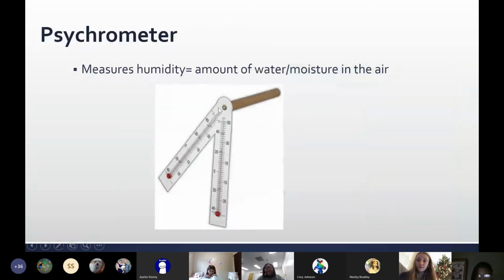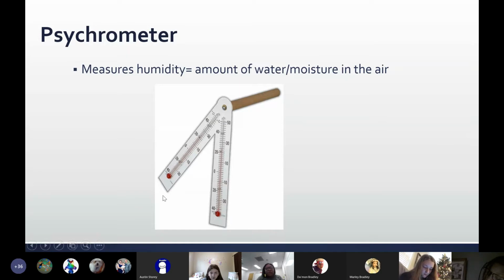So as we continue today, the last weather tool that we're going to learn about today is the psychrometer. Now, go back to your chart, and look over on the far right side where it says humidity. Whether scientists or meteorologists use the psychrometer, can you turn on your mics and say that word for me, please? Psychrometer. Psychrometer. Psychrometer. Very good. The psychrometer is what weather scientists or meteorologists use to measure humidity, or the amount of water or moisture in the air.